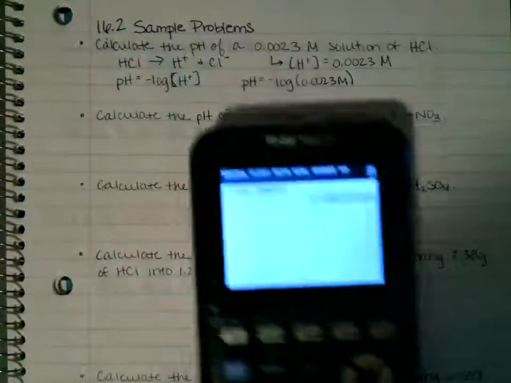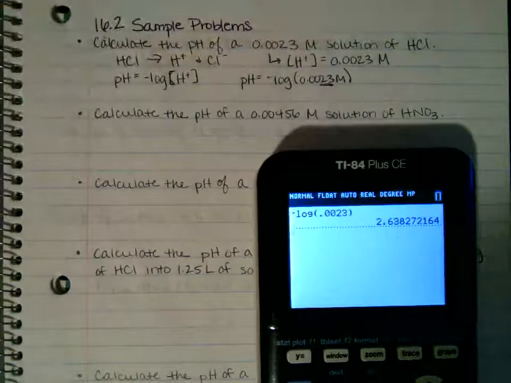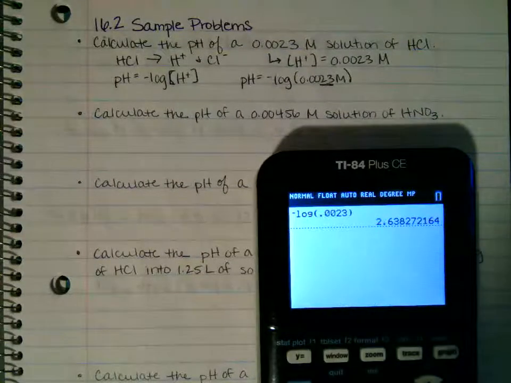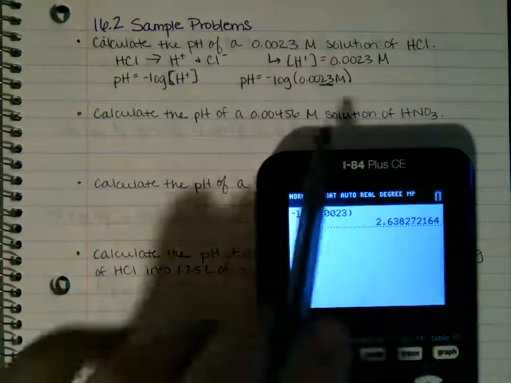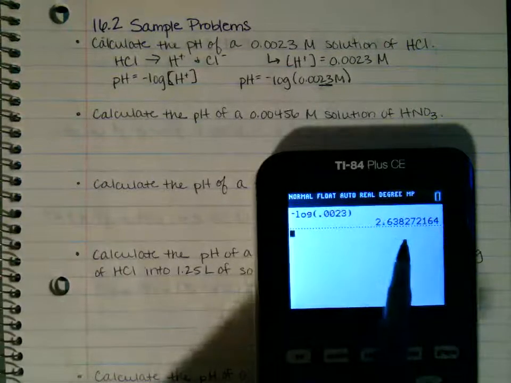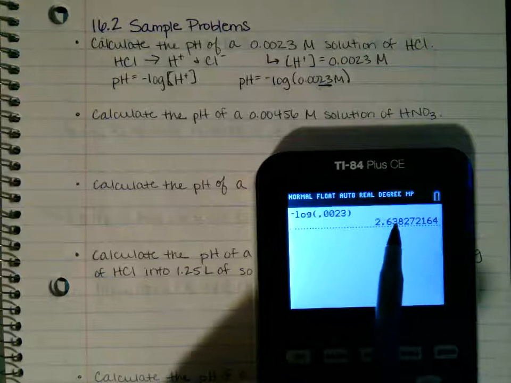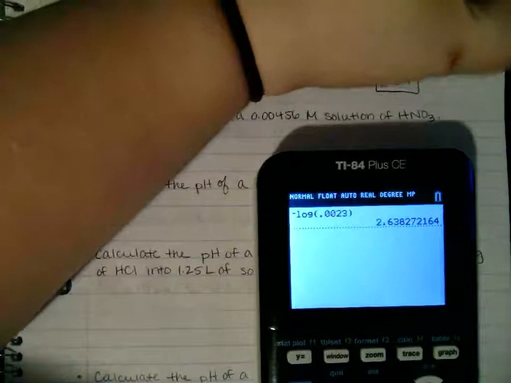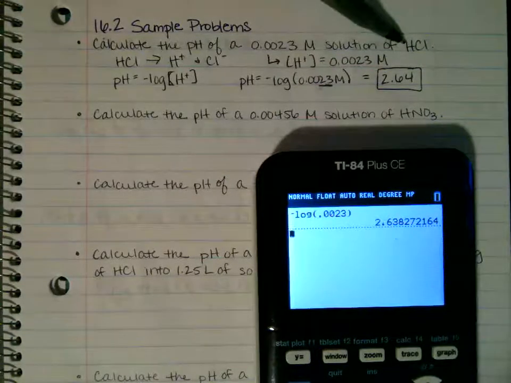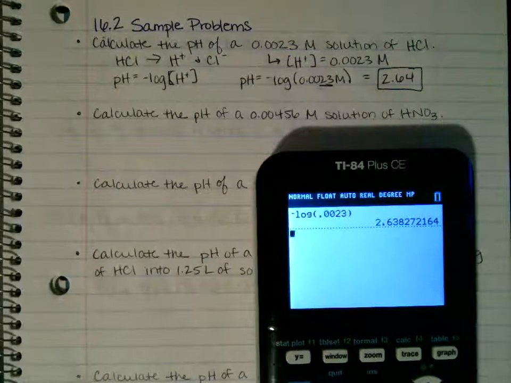We need to think about sig figs. Remember, however many sig figs are in your original number, that's how many sig figs will be in the mantissa, or the after the decimal portion of your pH calculation. We had 2 sig figs here. That means we need to have 2 digits after the decimal. So this pH is going to round off to 2.64. Another quick way you can verify this: it's hydrochloric acid, so it should definitely have an acidic pH. That's less than 7, definitely an acid. Good to go.